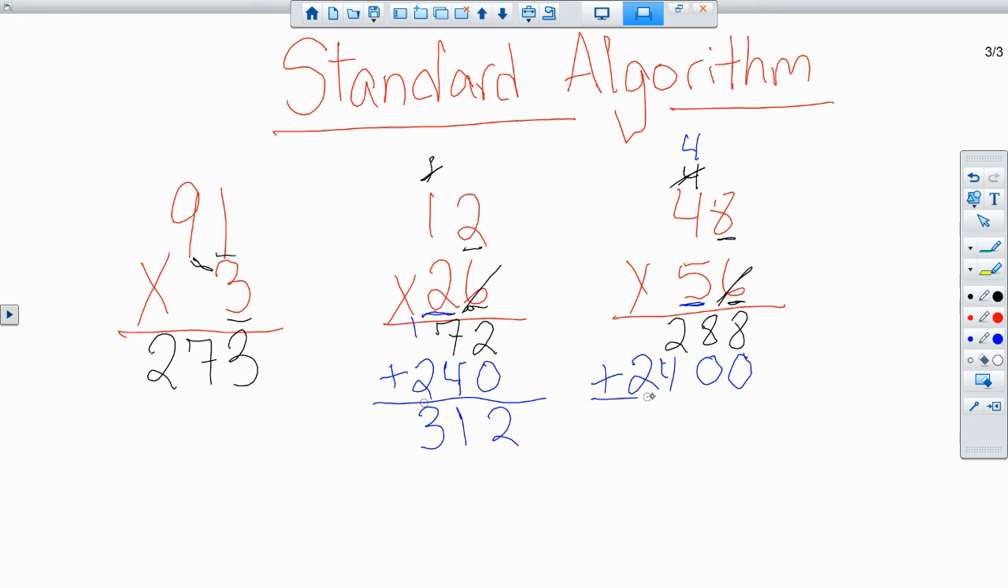So I'm going to add my 2 answers together. 8 plus 0 is 8. 8 plus 0 is 8. 2 plus 4 is 6. 0 plus 2 is 2. So my answer is 2,688. So here's our final strategy. I hope that this helps. This is definitely the fastest one.